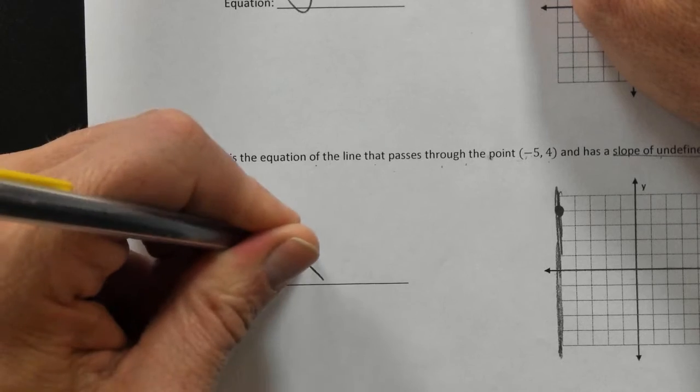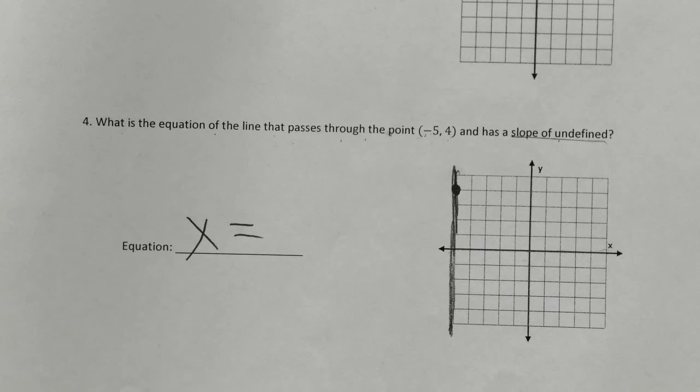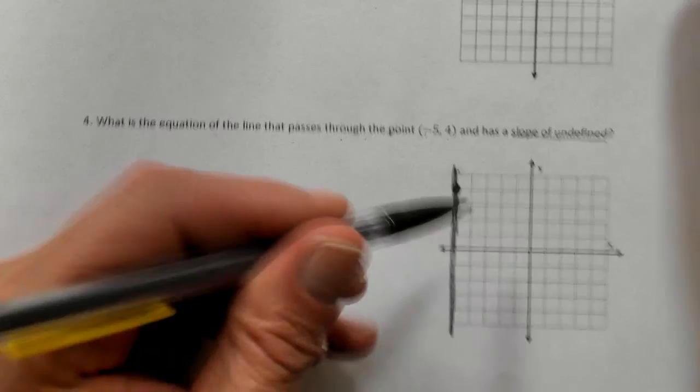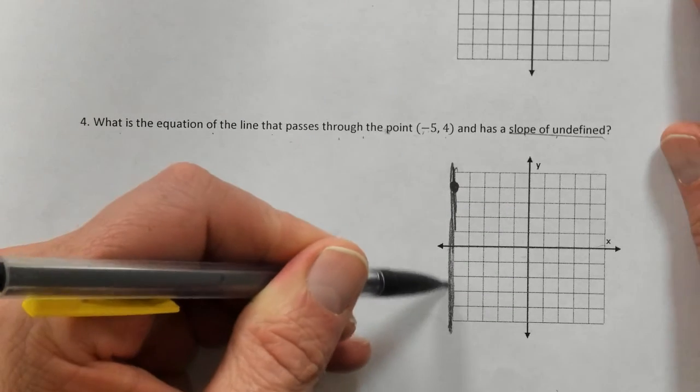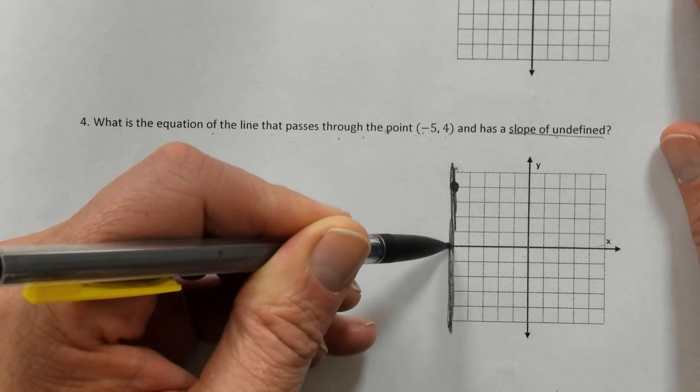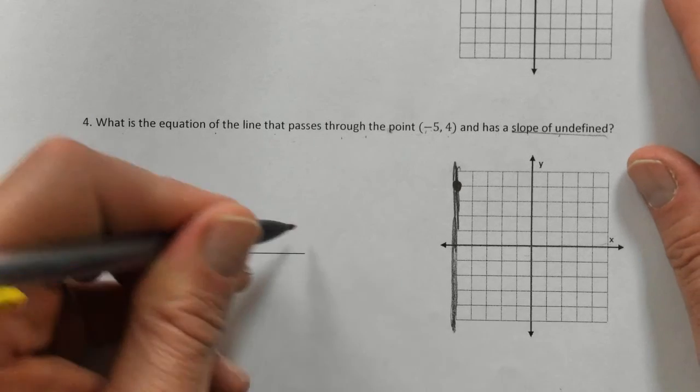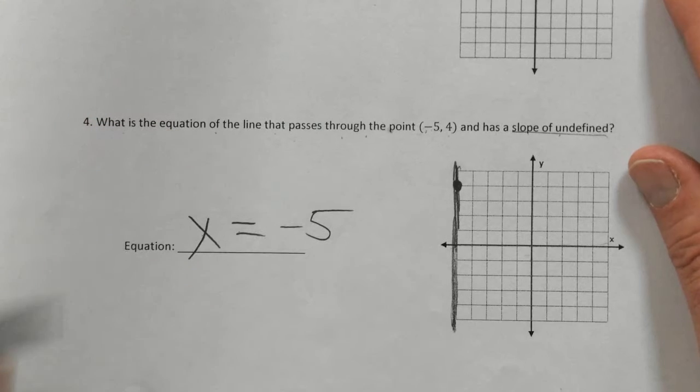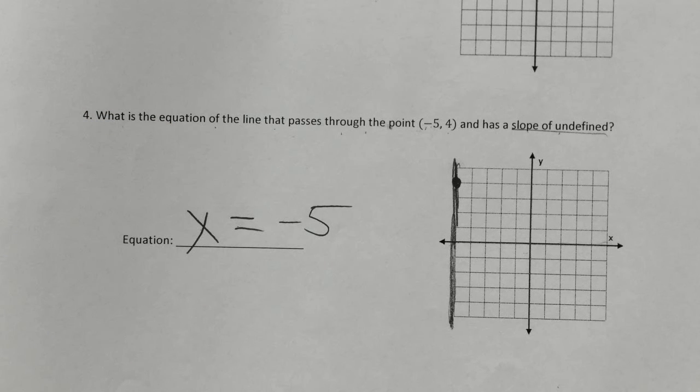Now remember, also if it is a vertical line, it's going to have the form x equals, okay, for the equation. All right, and so what we're going to do is see where that line crosses the x-axis. And so if we come down here and follow the line down to the x-axis, we can see that it crosses right here at -5. So x equals -5 is going to be the correct answer for my equation.